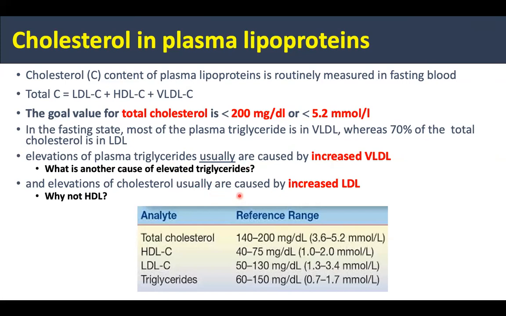Okay, yeah. And then I told you that when we talk about too high of cholesterol, the main thing that we're worried about is too high of LDL, because LDL is the one that carries the cholesterol. At the bottom over here, I said I'm going to explain to you why too high levels of HDL would not lead to elevated levels of cholesterol.